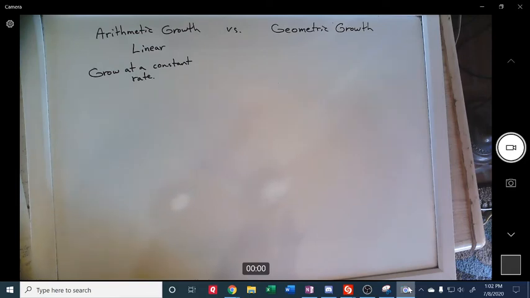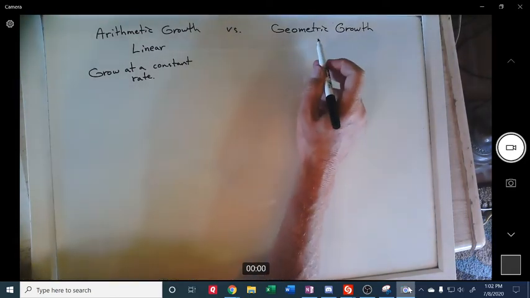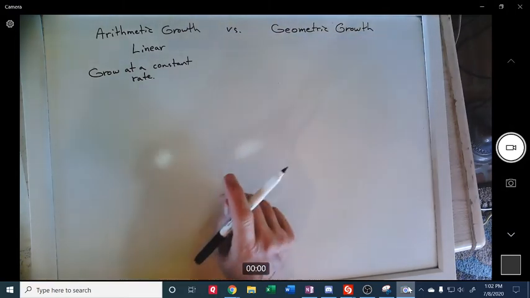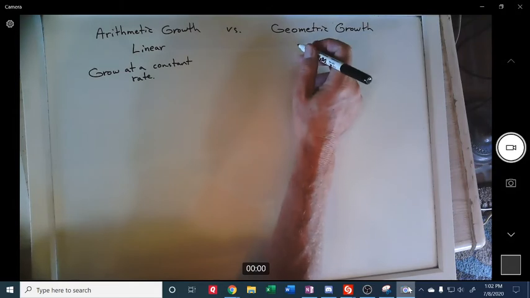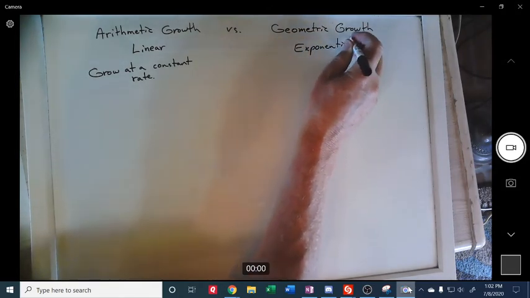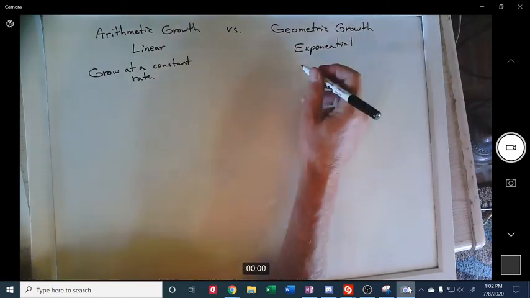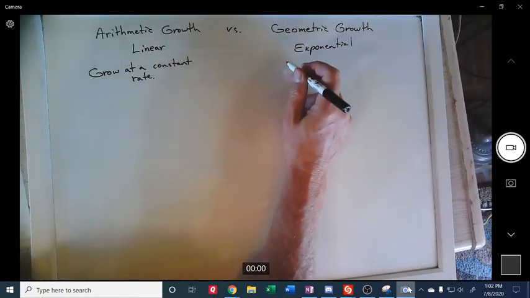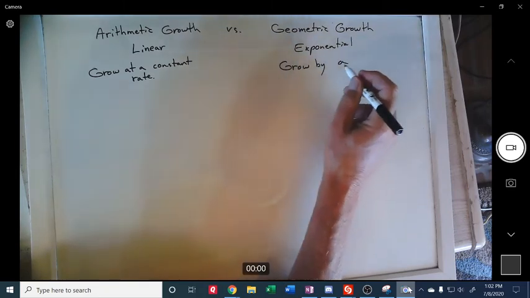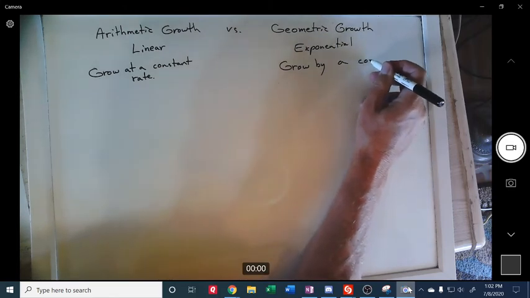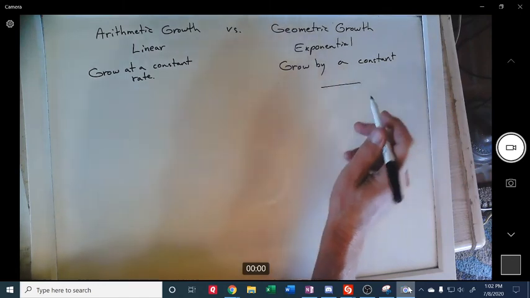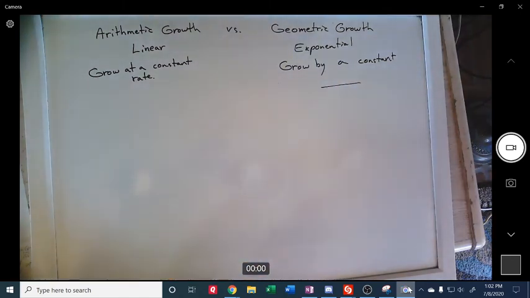You have exponential growth. Exponential growth is also synonymous with geometric growth. This is exponential. You don't grow by a constant rate, but something is constant. Grow by a constant. Does anybody know the word that's going to go here? It grows by a constant.